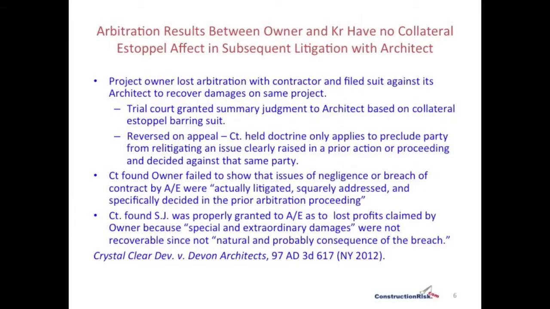The court found that the summary judgment was properly granted to the AE as to lost profits that were claimed by the owner. And this is separate apart from this decision saying that there's no collateral estoppel, but the court said the summary judgment was to be granted to the AE as to lost profits that were claimed by the owner because special and extraordinary damages were not recoverable because they were not natural and probable consequences of the breach. This is the case of Crystal Clear Development versus Devon Architects, 97 AD 3rd 617, New York 2012.